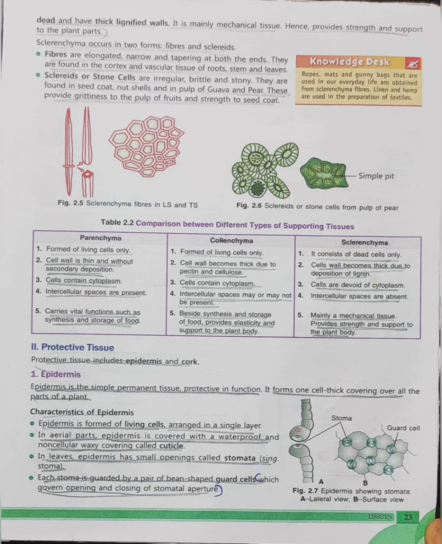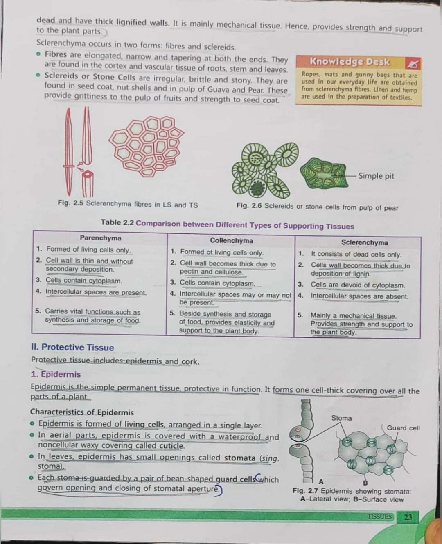Protective tissue. Protective tissue includes epidermis and cork. Epidermis. Epidermis is the simple permanent tissue, protective in function. It forms one cell thick covering over all the parts of plant. Characteristics of epidermis. Epidermis is formed of living cells arranged in a single layer.